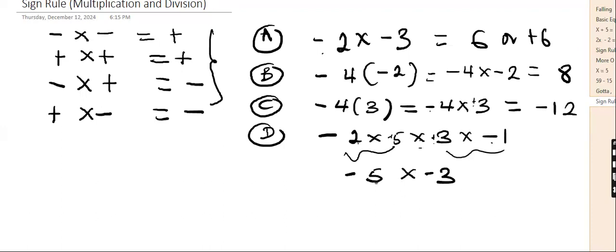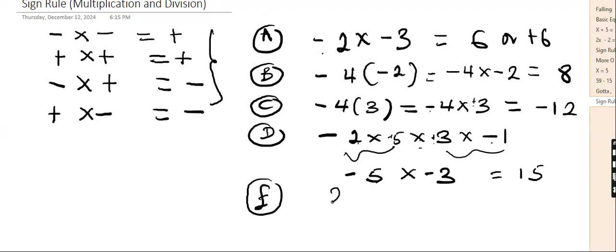So in this case, I have 10 multiplied by 3. 10 multiplied by 3 will give 30. And minus multiplied by minus will give us plus. So you can decide not to write that. Is that okay? So let's take another one.